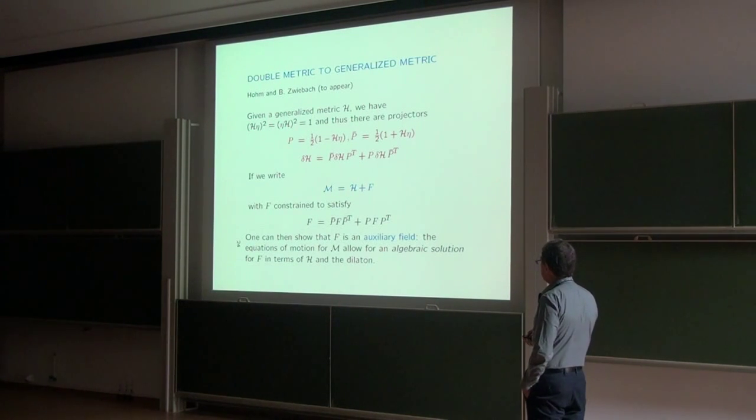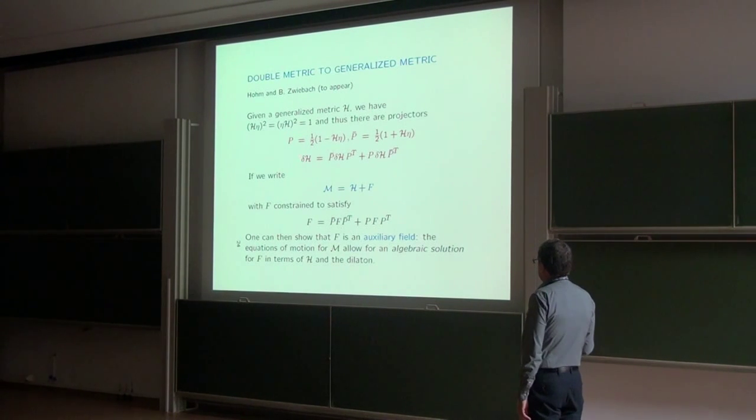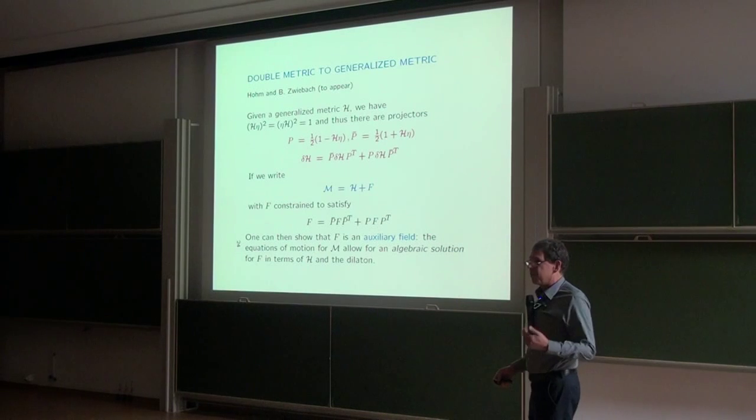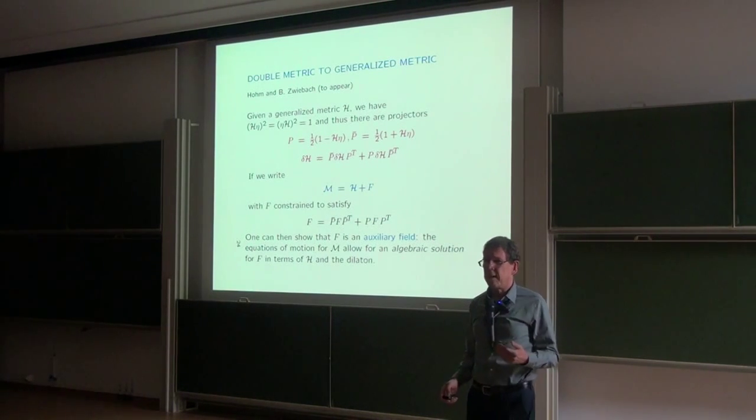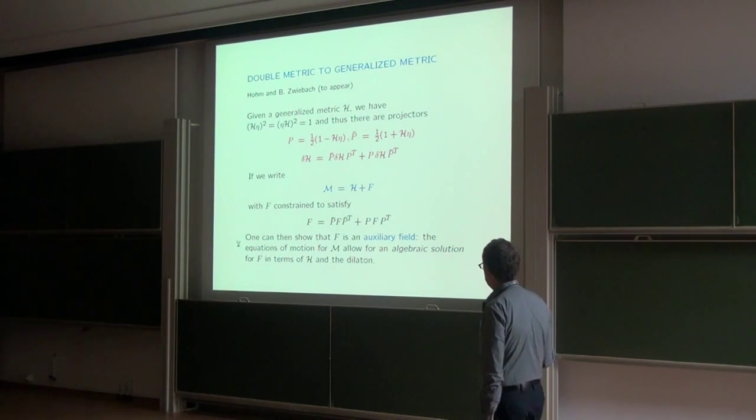More precisely, these things are true. It's a constrained object, and therefore there are two kinds of projectors: a projector into one kind of indices and a projector into another kind of indices. When you vary a generalized metric, you must preserve this constraint, and that implies that the variation of a generalized metric, being a constrained object, is a constrained variation.